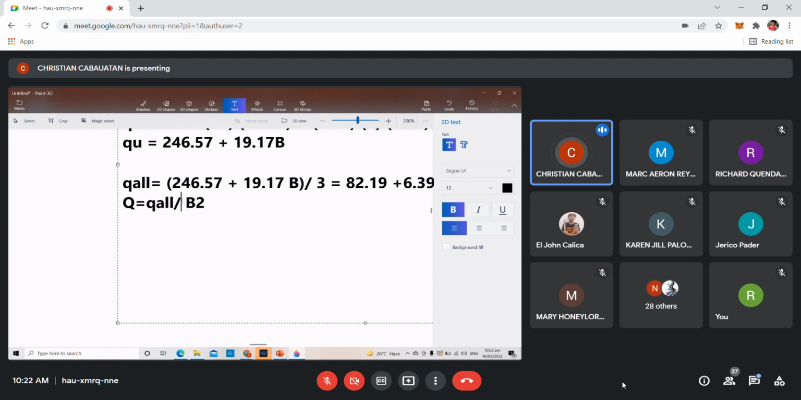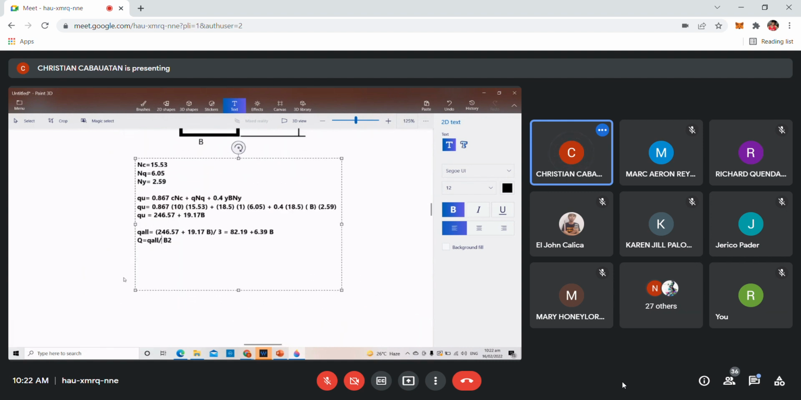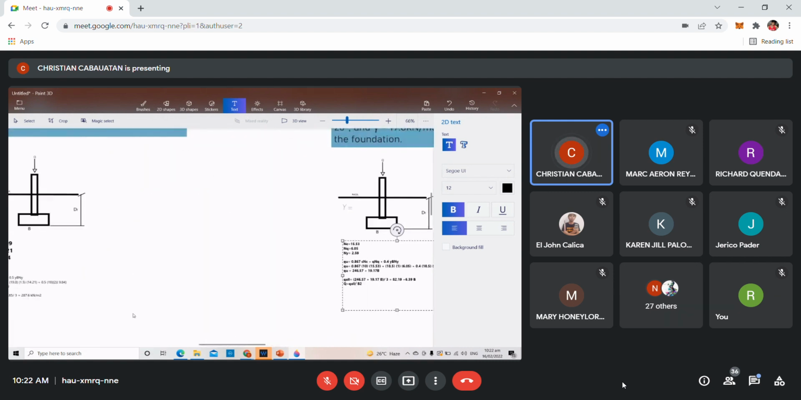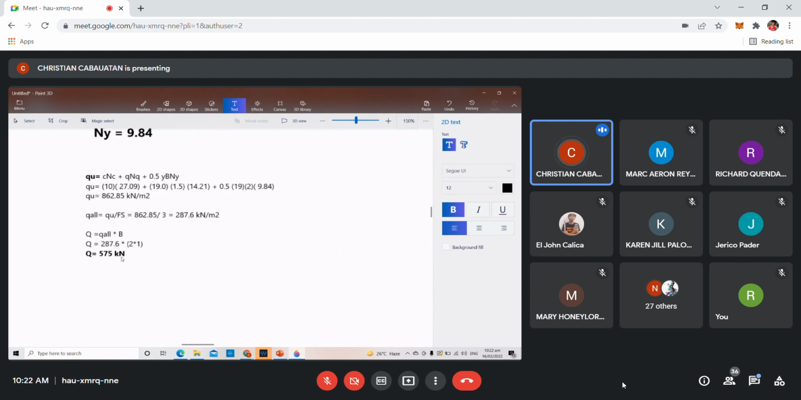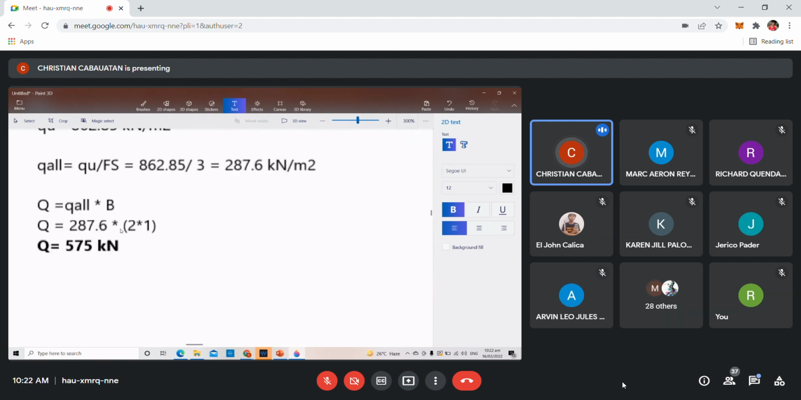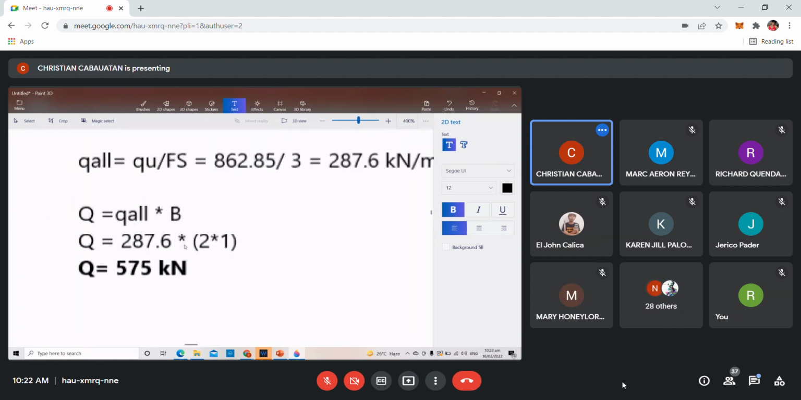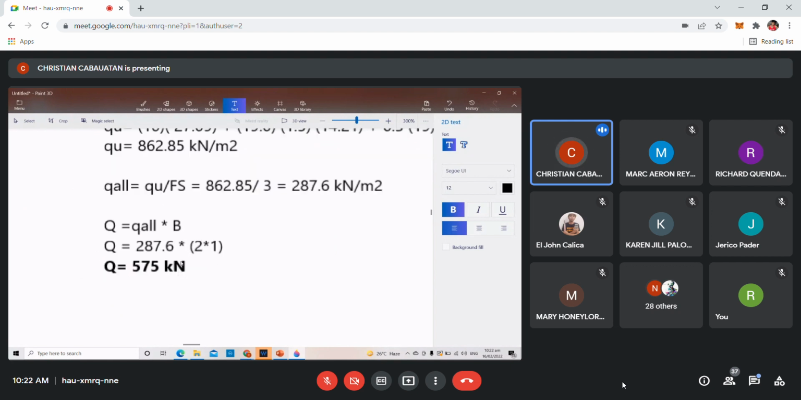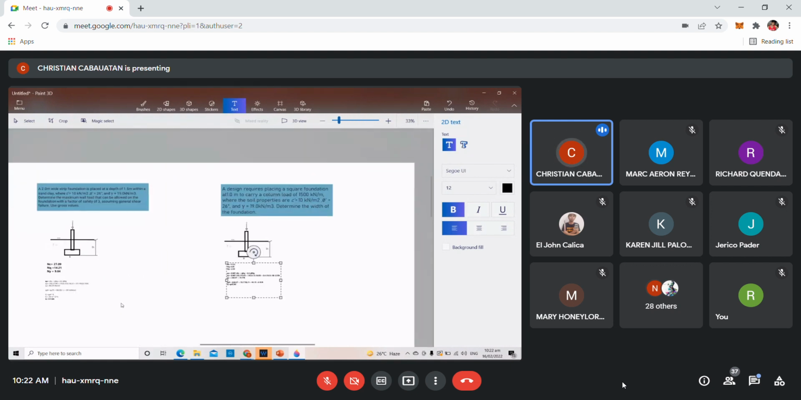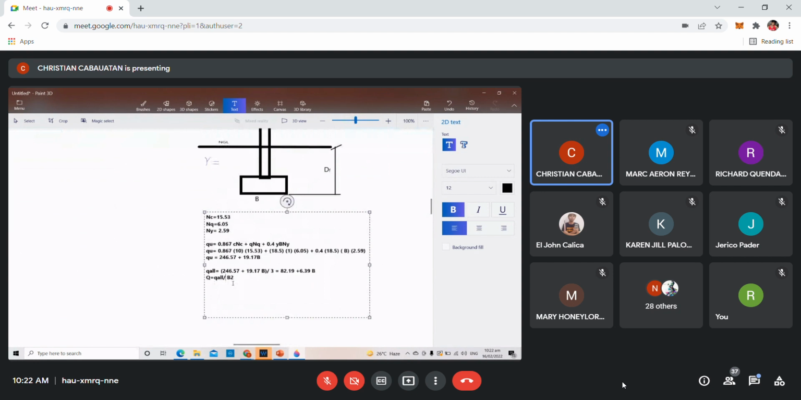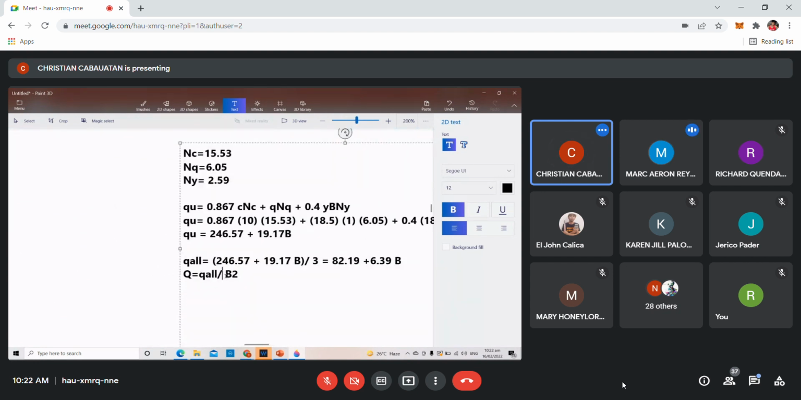Divide ba yan o multiply? Tignan natin sa kabila. It is multiply. Huwag niyong kalimutan yan. Multiply siya. Tama ba? Multiply siya yan, di ba? Okay lang ba? Yes, sir. Okay, so it is multiply.